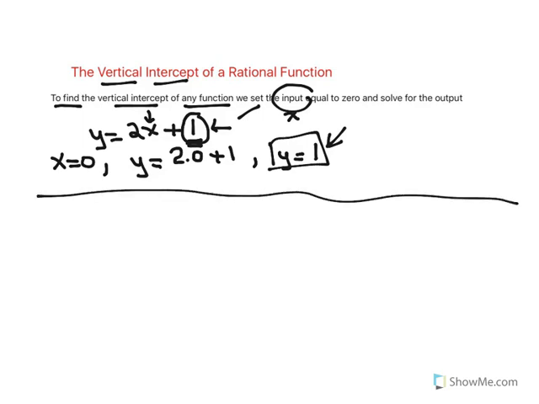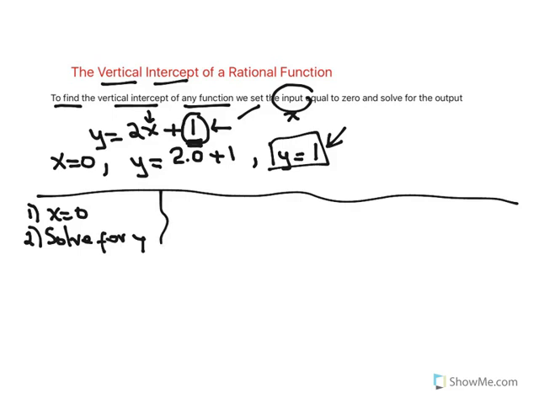Okay, so how do I find the vertical intercept of a rational function? I'm going to work in the same way. I'm going to make x equal 0. The input, you're going to set it equal to 0, and then you're going to solve for y.